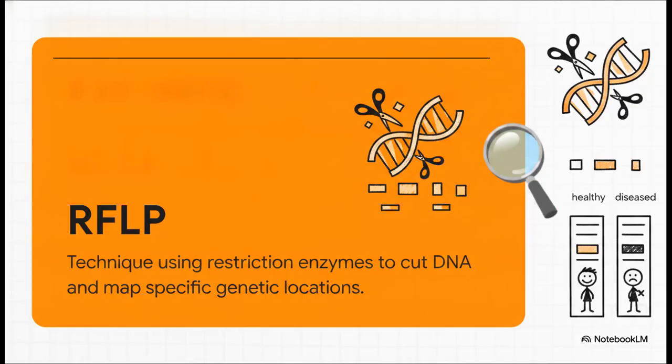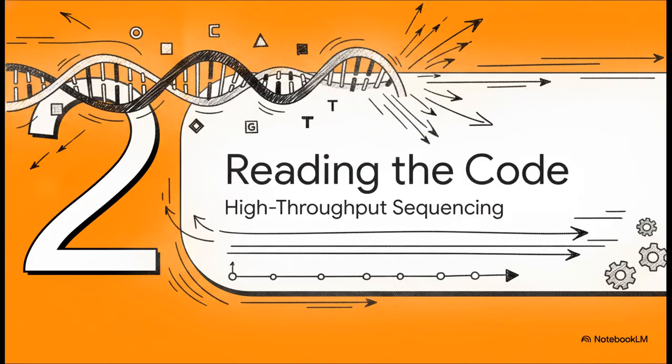And a real game changer for creating those physical maps was RFLP, or Restriction Fragment Length Polymorphism. Think of restriction enzymes as highly specific molecular scissors. They scan the DNA and only make a cut when they hit a very specific sequence. When they do, the DNA breaks into fragments of different sizes. By separating those out and looking at the visual map they create, we can compare individuals. This is actually exactly how we trace hereditary diseases within families, letting us pinpoint the precise physical location of a disease-causing gene.